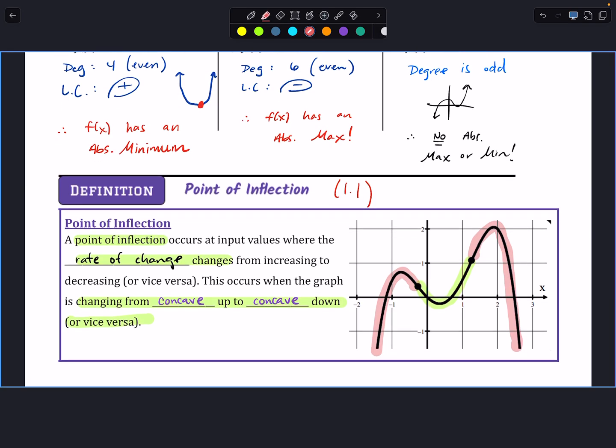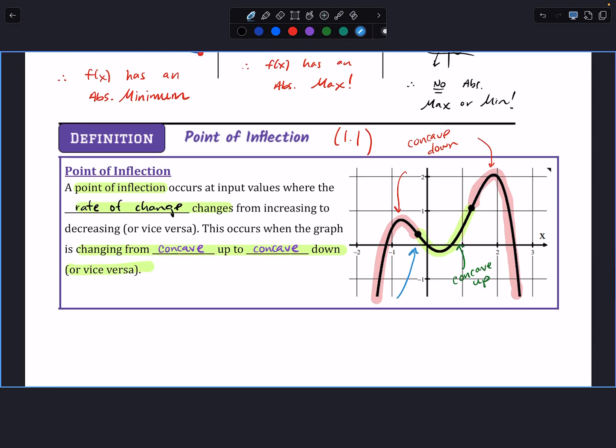It looks like it's frowning. So this red part is concave down. This green part is concave up. And then the points at where it changes are called what? Points of inflection. With me, sometimes you guys will see me abbreviate that as POI, points of inflection. That's just me being lazy.